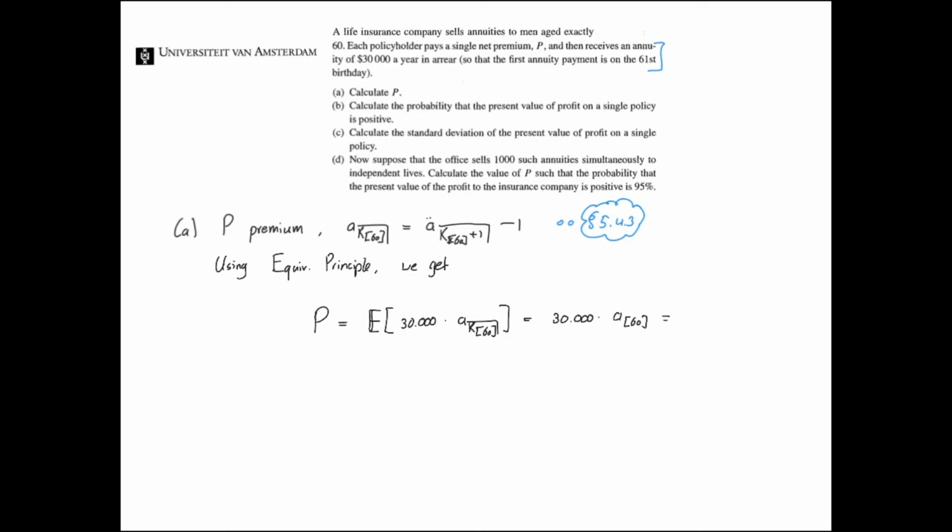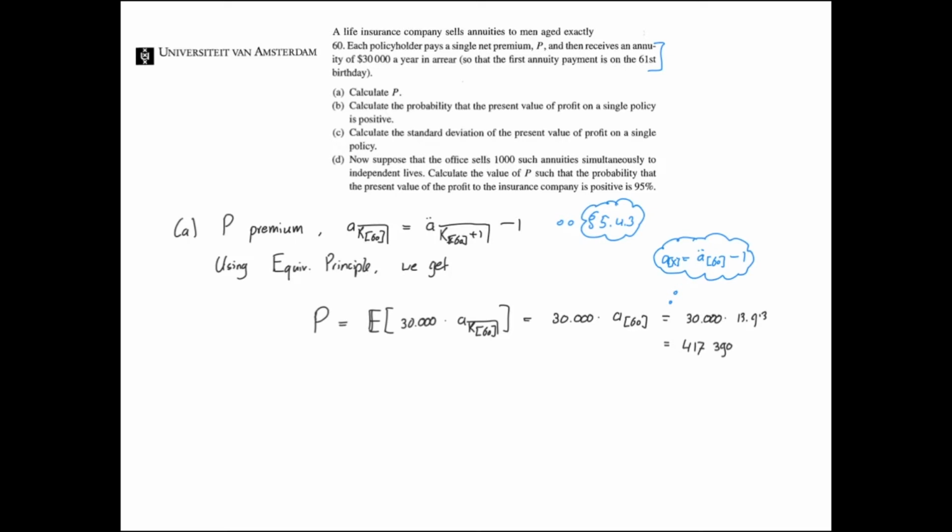But we need a step in between, because the table doesn't actually show the value of a_[60], but it does show the value for ä_[60]. And it's related in this way, which can be seen by the random variables we introduced as well. Looking up the value, it gives you 13.913. And if you compute this, it should give you 417,390.